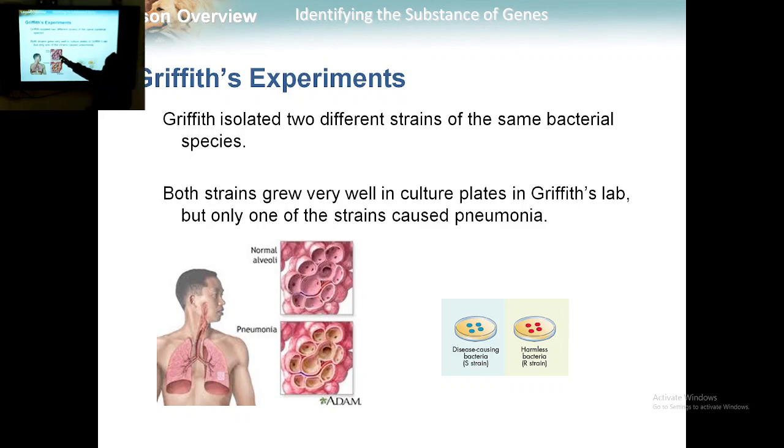As you can see here, a normal alveoli in the lung is open and free, while the alveoli of patients that have pneumonia are filled with mucus.